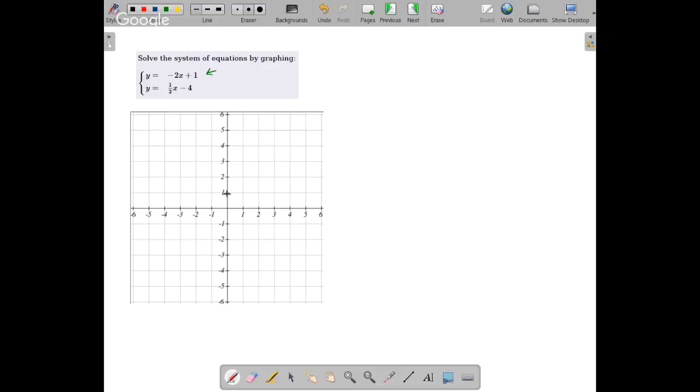Y-intercept is y equals 1, x equals 0. And then the slope says negative 2, so that would be negative 2 over 1. So drop 2, run 1, drop 2, run 1. We can go the other way. Up 2 to the left 1, up 2 to the left 1. So graphing that. Something like that. And the other one, let's graph that in red.